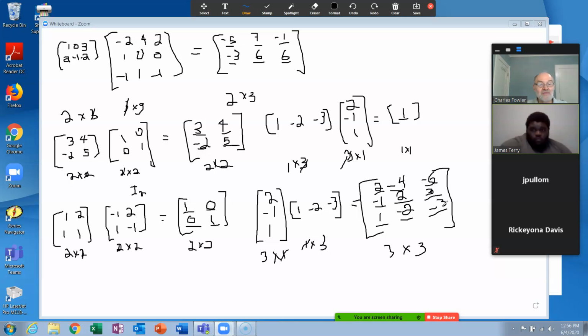Okay. So there you've done matrix multiplications when you had identity matrix involved, when you had column vectors involved, when you had row vectors or row matrices involved, when you had inverse matrices involved, all sorts of different ways to do matrix multiplication. They have to fit the criteria though.